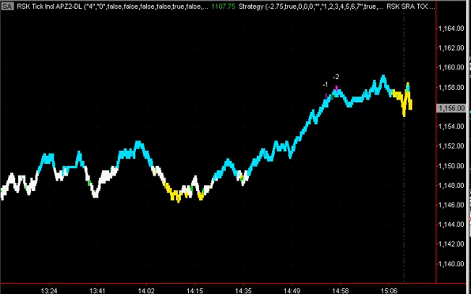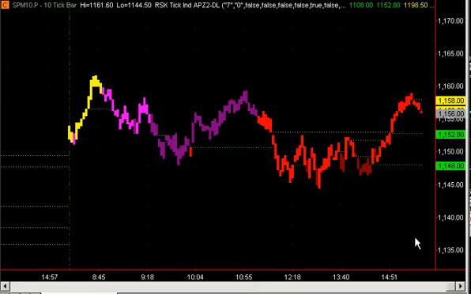Okay, so just in review, the concept today was to use the strategy for entries into gap fills that we see on the SPM10.P contract. Very profitable, very high probability trades using that particular system.